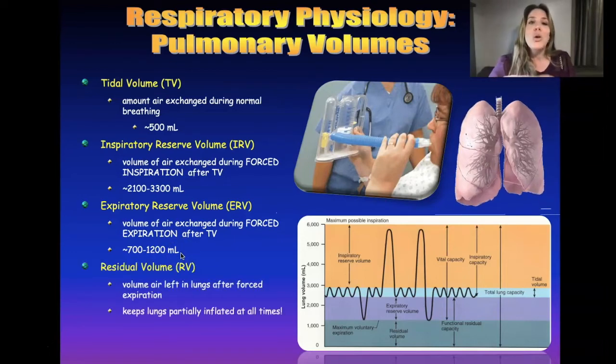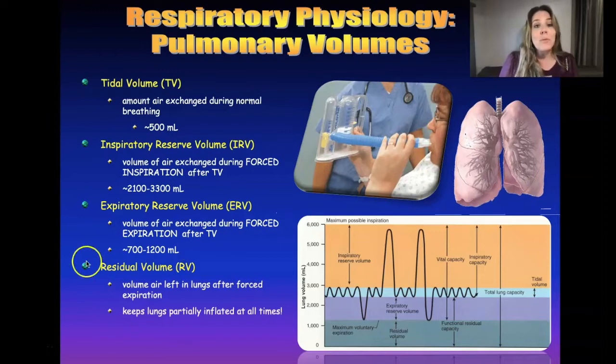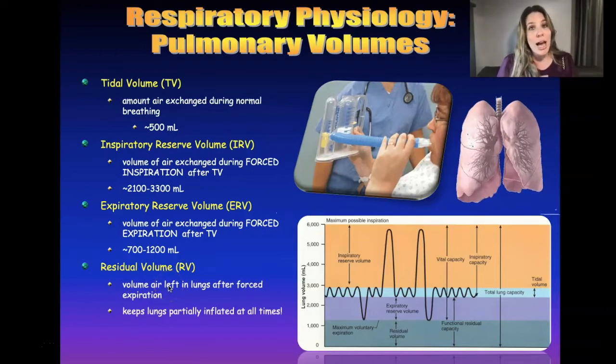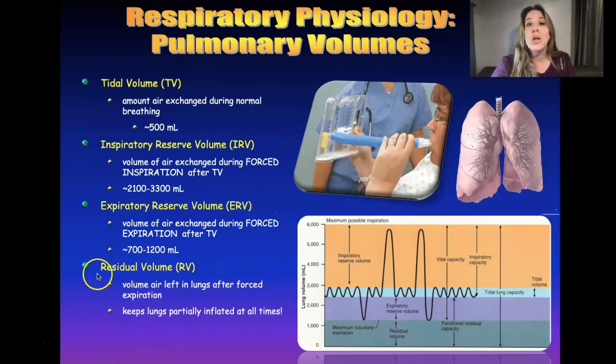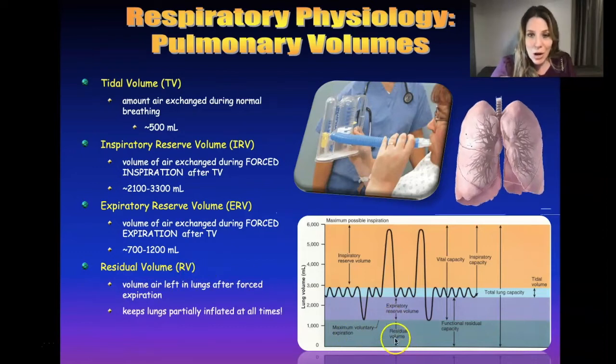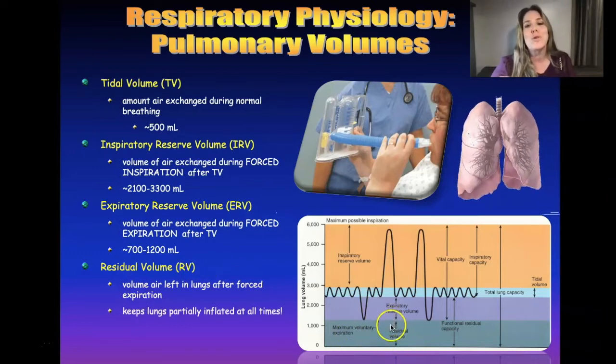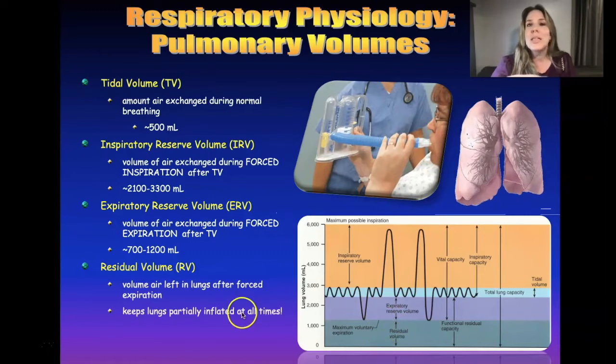And finally, you'll always have air left in the lungs after you've tried to blow it all out. And that's really important because if you didn't, our lungs would collapse. So we always keep a reserve, an amount of air in our lungs at all times. So this is called our residual volume, or RV. So it's down here on the graph. It's after your expiratory reserve volume. So this keeps our lungs inflated at all times.